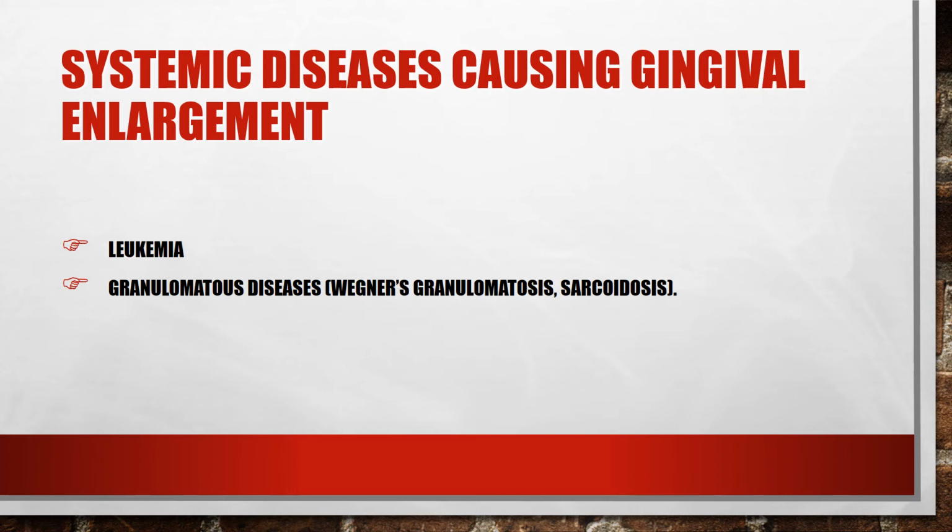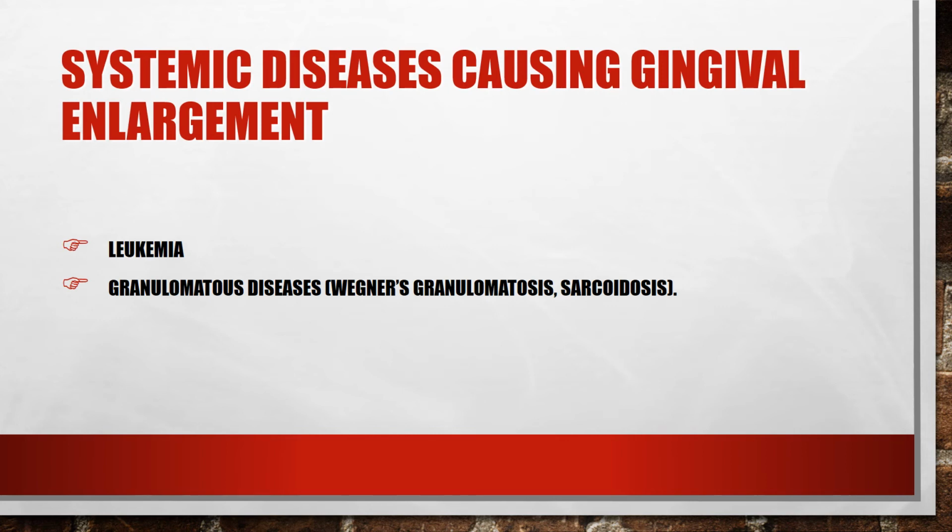Other than that, there are granulomatous diseases like Wegener's granulomatosis and sarcoidosis. Wegener's is a rare disease with lesions of the respiratory tract, in which you can see gingival enlargement, oral mucosal ulceration and tooth mobility. It appears reddish purple and bleeds easily on stimulation. Whereas sarcoidosis is also a granulomatous disease of unknown etiology. It predominantly affects blacks and can involve almost any organ including the gingiva. It appears as a red, smooth, painless enlargement.